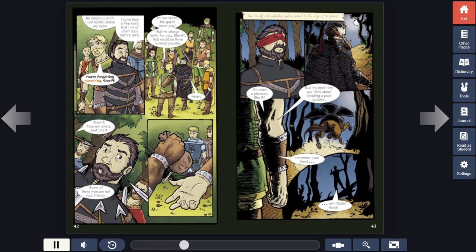You're forgetting something, Sheriff. At our feast, the guest must pay, but we charge fairly. For you, Sheriff, that would be £300. Never! Sheriff, take my advice. Just pay it. Some of these men are not your friends. The sheriff is blindfolded and escorted to the edge of the forest. It's been a pleasure, Sheriff, but the next time you think about cheating a poor butcher, remember your feast with Robin Hood!